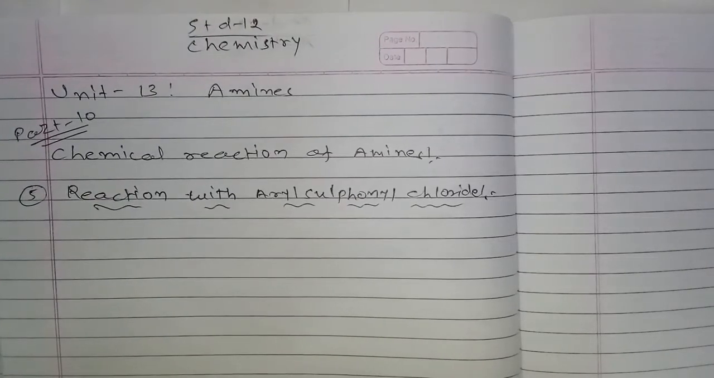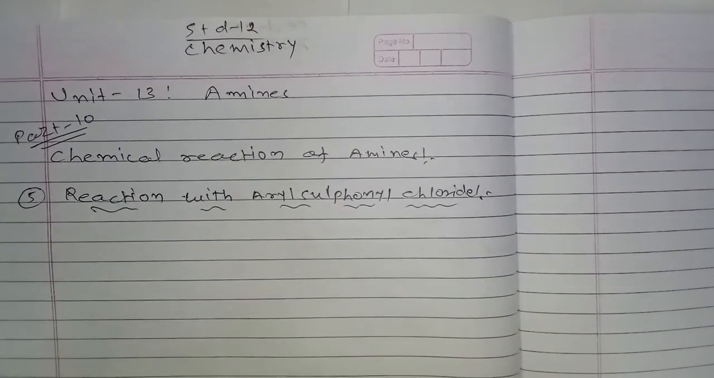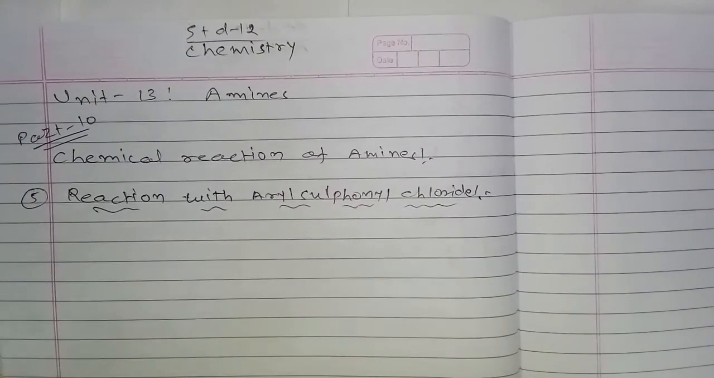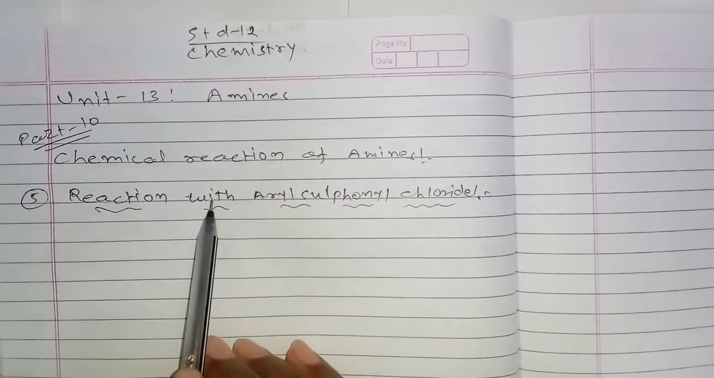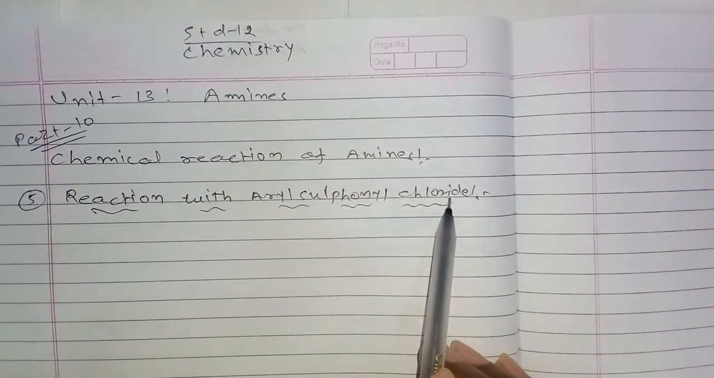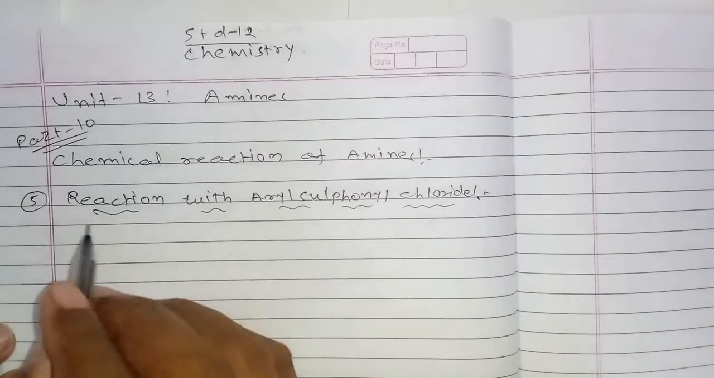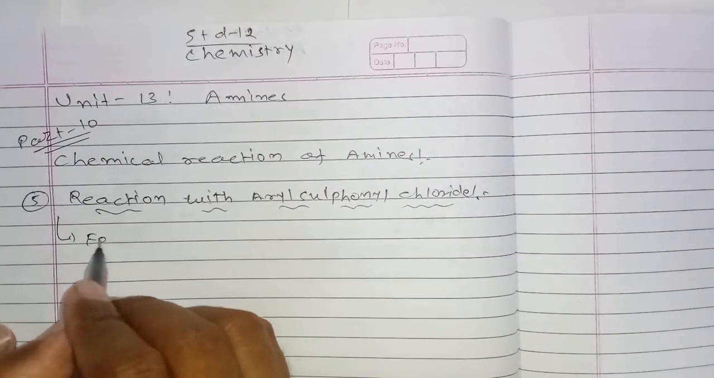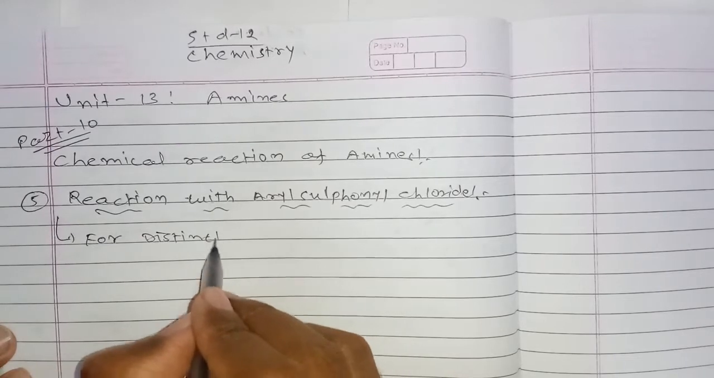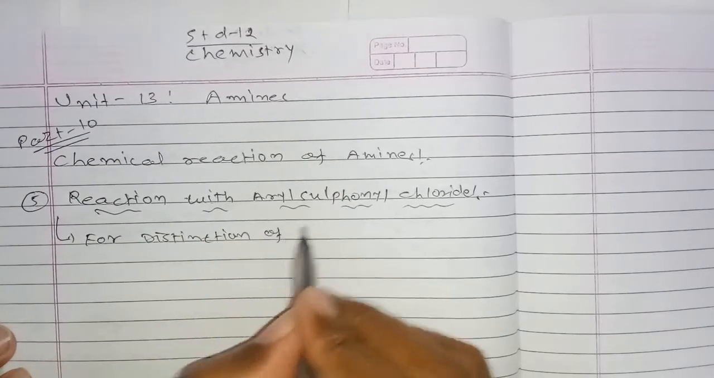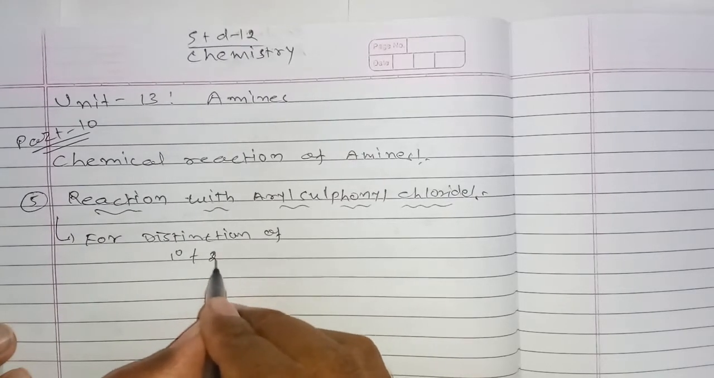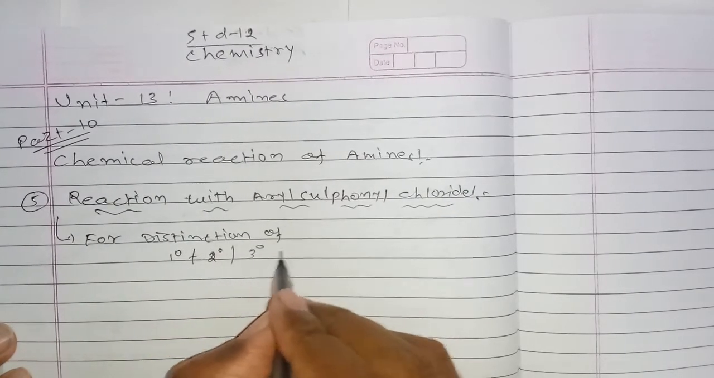Standard 12 Chemistry, Unit 13, Amines, Part 10. Chemical reactions of amines are to be continued. Here we discuss the reaction with aryl sulfonyl chloride. This reaction is for the distinction of primary, secondary and tertiary amine.